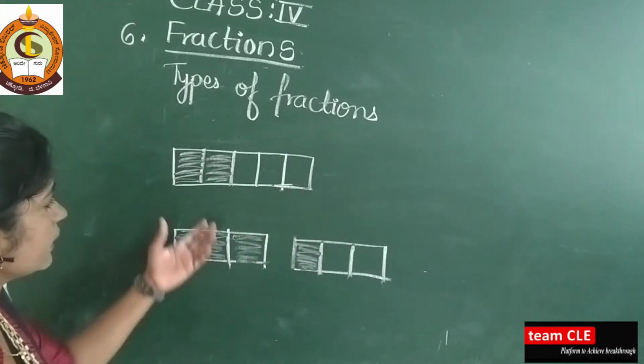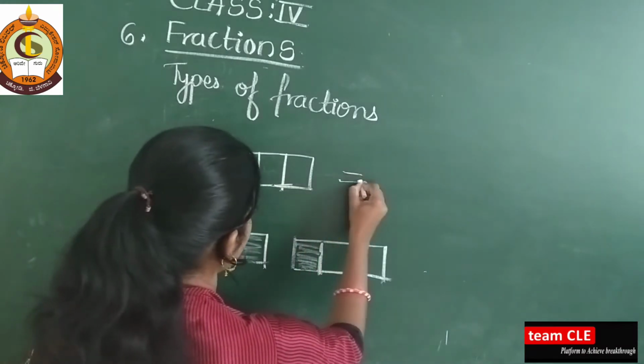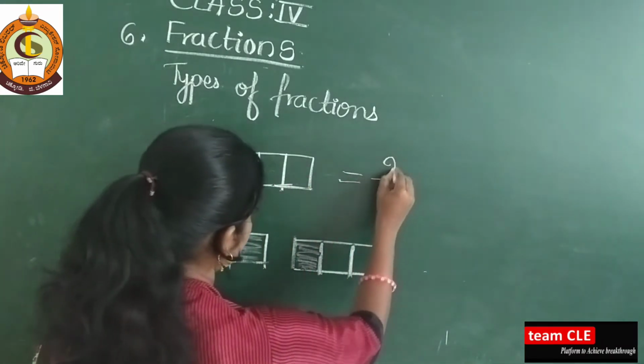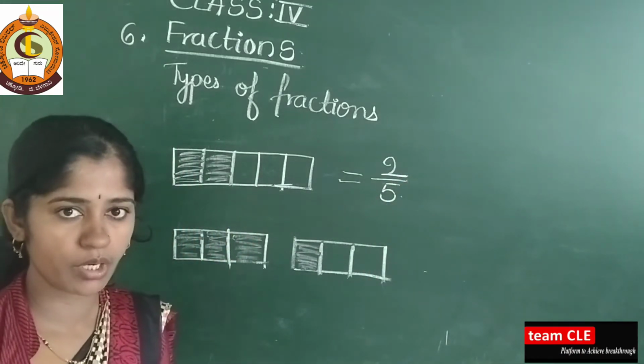Then count the total parts here: 1, 2, 3, 4, 5. Here total parts are 5 and shaded parts are 2. So how to read it? Read this as 2 by 5. How to read this?